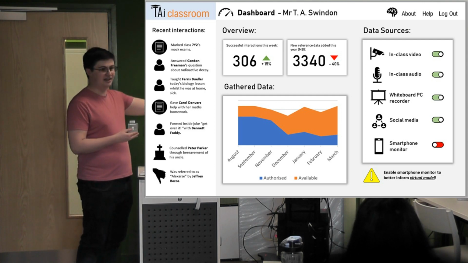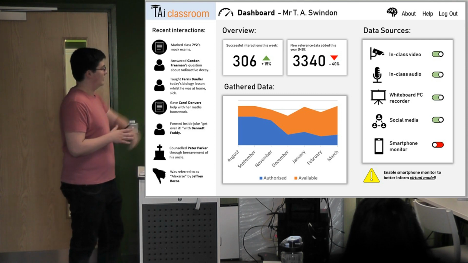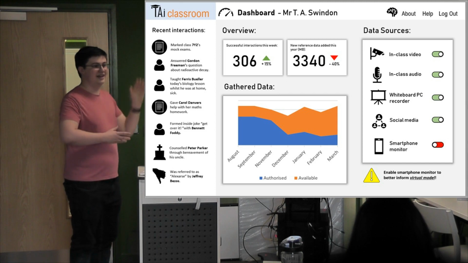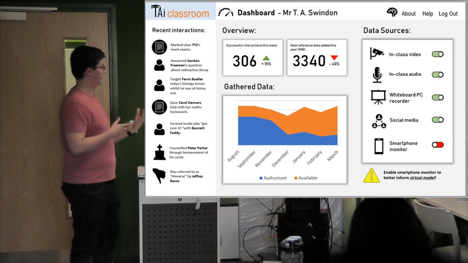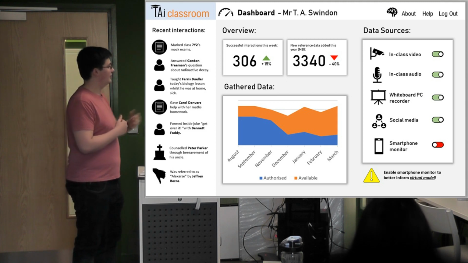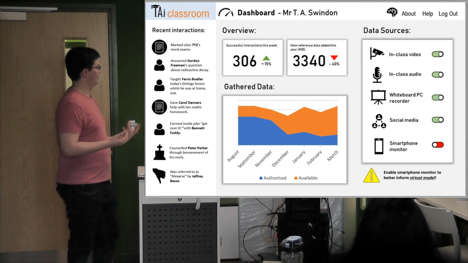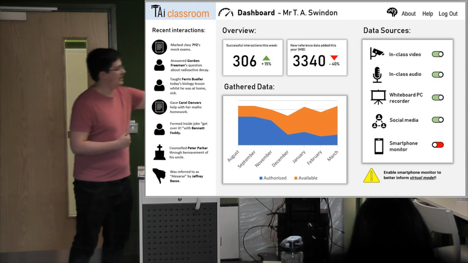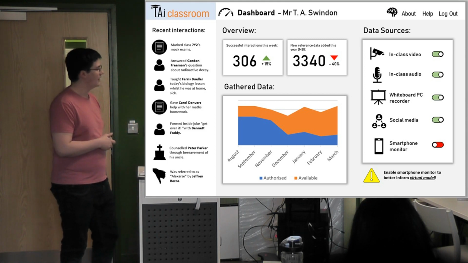This is my dashboard of T.A.i Classroom. You can see the recent interactions that the duplicate of me has had with other students in the class, or other things that it's done. For example, marking students' work, answering questions, teaching lessons to students who were at home sick, and all sorts. On the right here you can see the data sources that I have enabled.